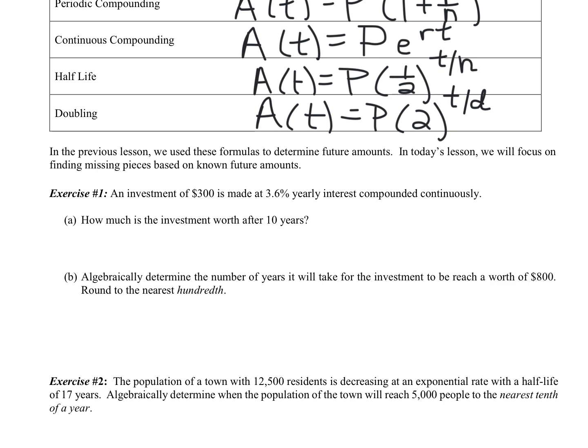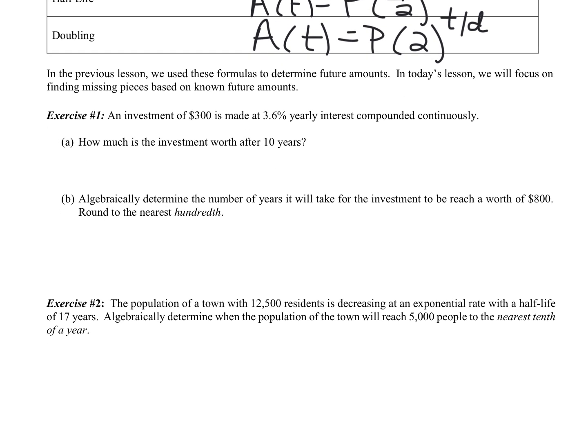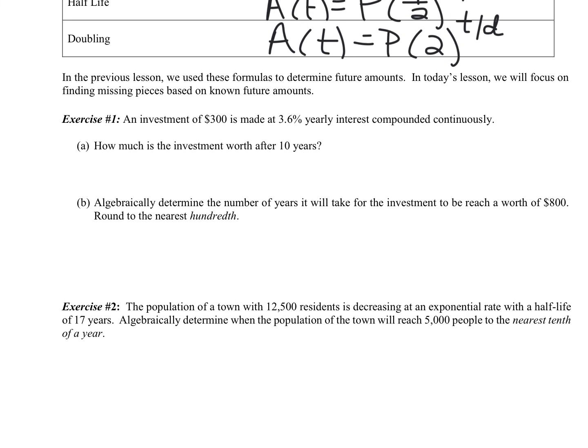Our first step is to pick which formula to use. The first one says an investment of $300 is made at 3.6% yearly interest compounded continuously. So I am going to write down which formula goes with each of these first. Compounded continuously, we're going to use our PERT formula. Variables we have: P is 300. This gives us that R is 0.036 because we have 3.6% yearly interest, that's positive. And then time for the first problem is 10 years. So we're going to calculate this one.